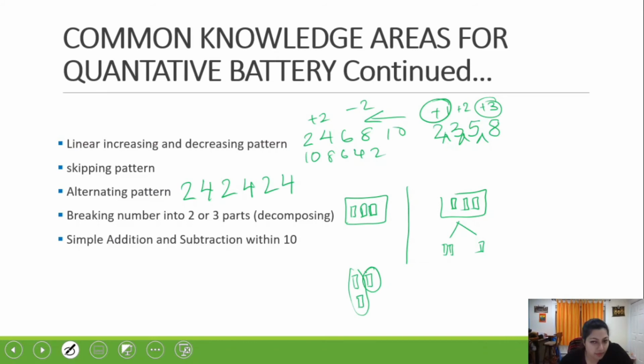Simple addition and subtraction within 10. This is again to know the rule as well as how much to add and how much to subtract to balance the trains.